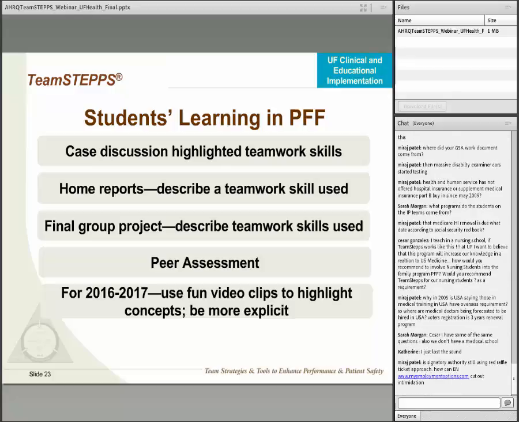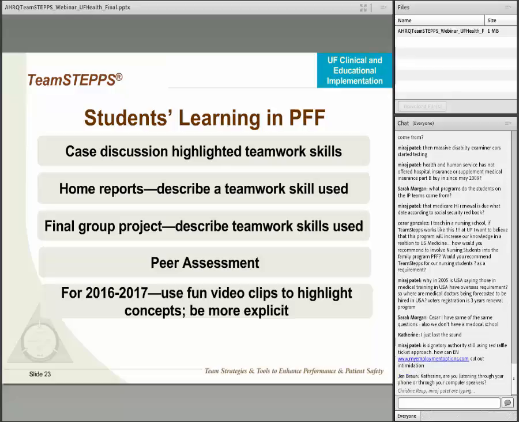We then also, when the students do a home visit report, and again, they have 4 of these they have to do, we ask them explicitly to describe teamwork skills used, again, referencing back to these that we had outlined. And this was also true for their final group project, that they needed to describe, after the description of the project, teamwork skills that they used.